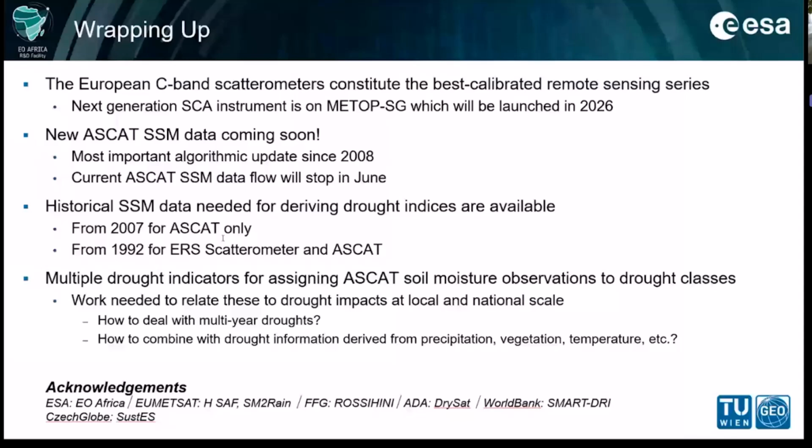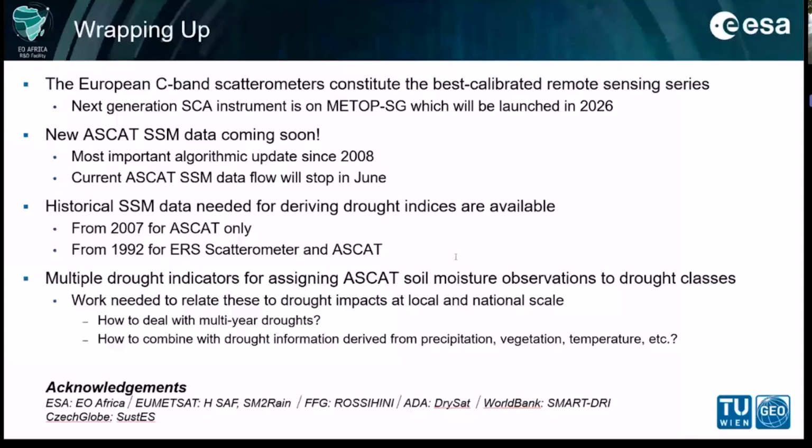You can also go back even to 1992 if you also use data from the ERS scatterometer, but then you need to make compromises on the spatial resolution. So it's not that fine resolution, but it's coarser, but the benefit would be that you can go back in time. And maybe as a last statement, obviously, drought research still needs to be done.